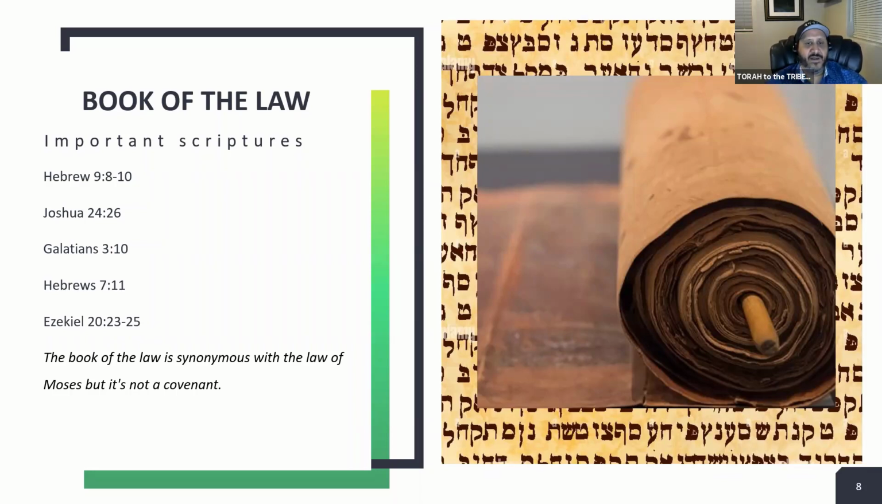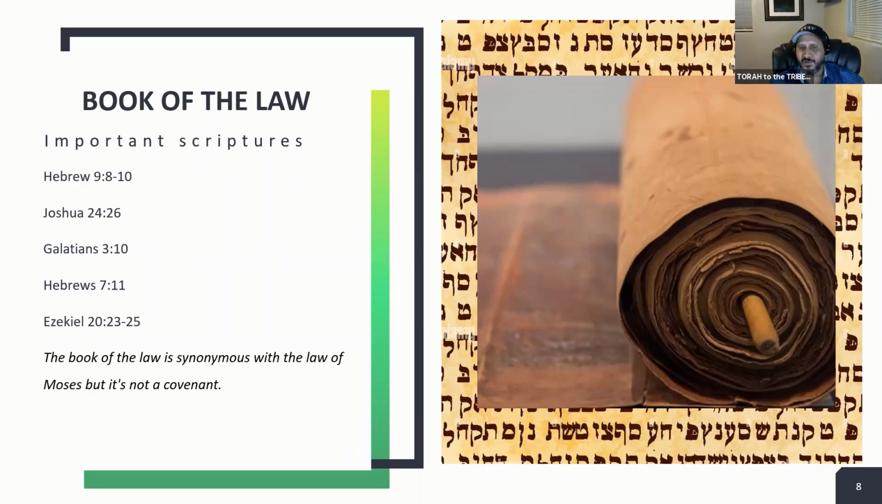I'll start off with Hebrews 9:8. Now I'll just skip to verse 10. Concerned only with foods and drinks, various washings, fleshly ordinances imposed, and it's talking about imposed by the book of the law until the time of Reformation. So we see here that there will be a change of law eventually, right?